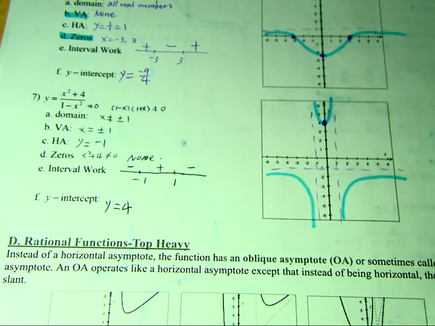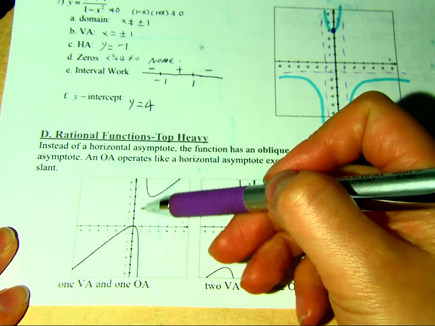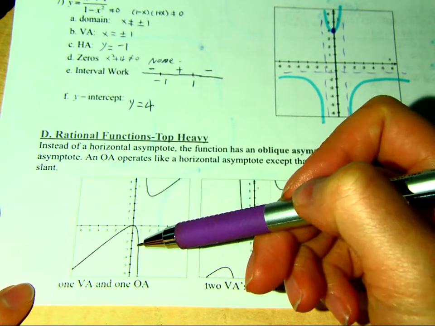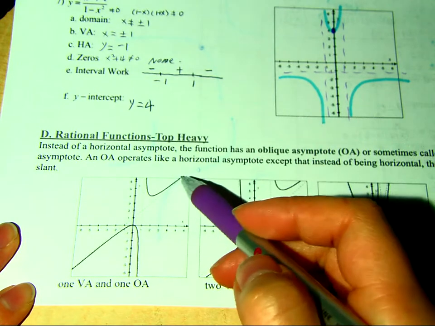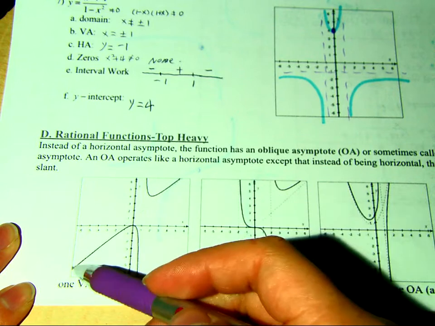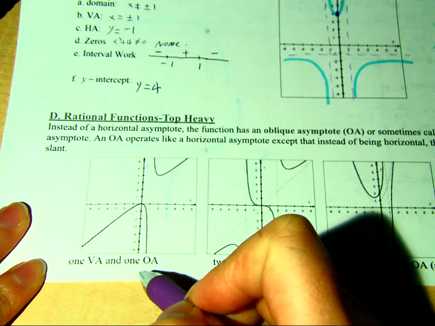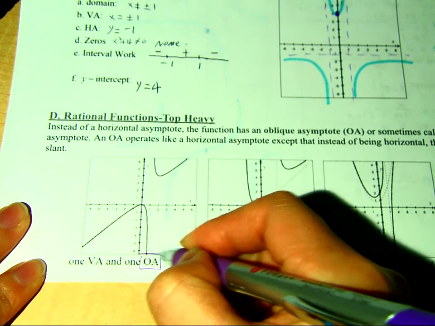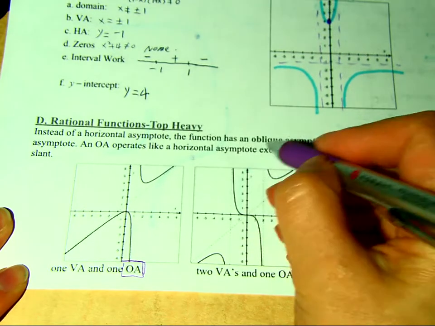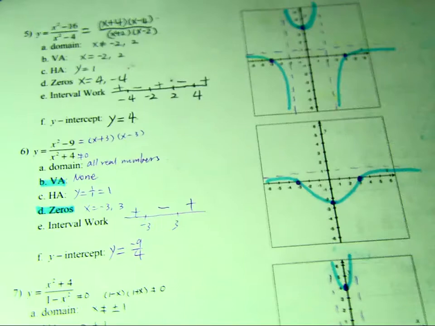Now, I'm showing you one question for the top heavy. Top heavy actually has only one thing different. Look at this graph. We do have vertical asymptotes, but we don't have a horizontal asymptote. We have a diagonal asymptote, and this line we call a slant line. That's why we don't have horizontal asymptotes anymore. We're going to have OA, oblique asymptotes. So your graph is going to look like this. Now I'm showing you one. I think one is enough.